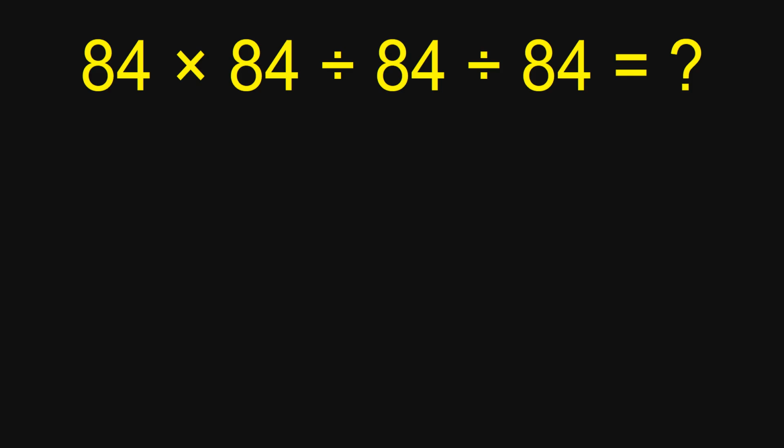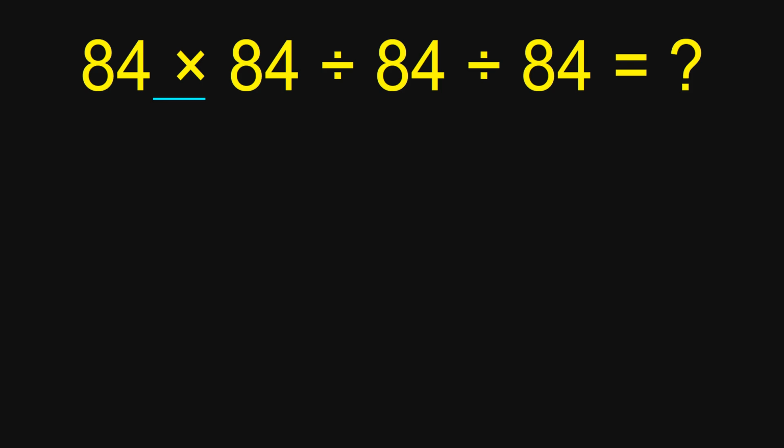In our problem we have 84 times 84 divided by 84 divided by 84. According to the order of operations, we have to work from left to right. So first we have to do this multiplication, then this division, and finally this division. If you do this division before this multiplication, it's wrong, okay? Now let's start our solution.